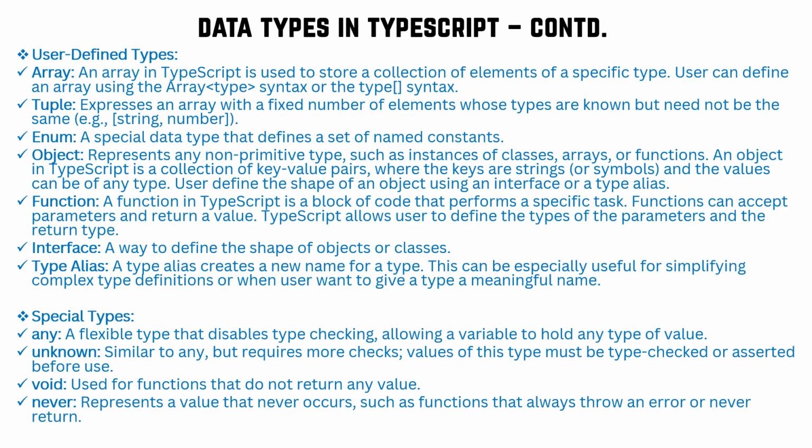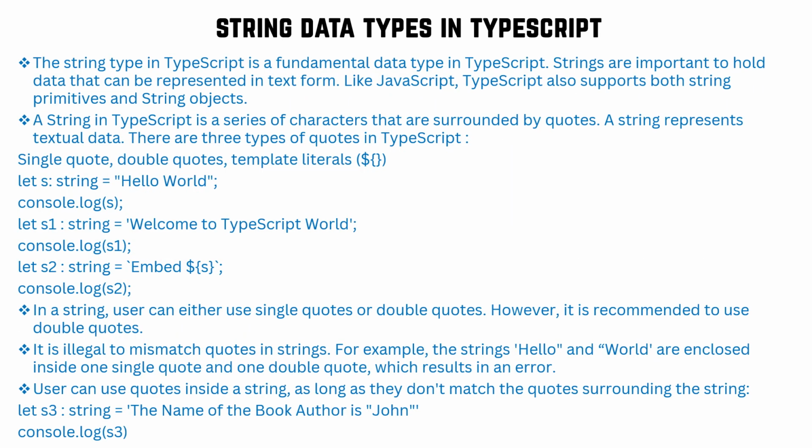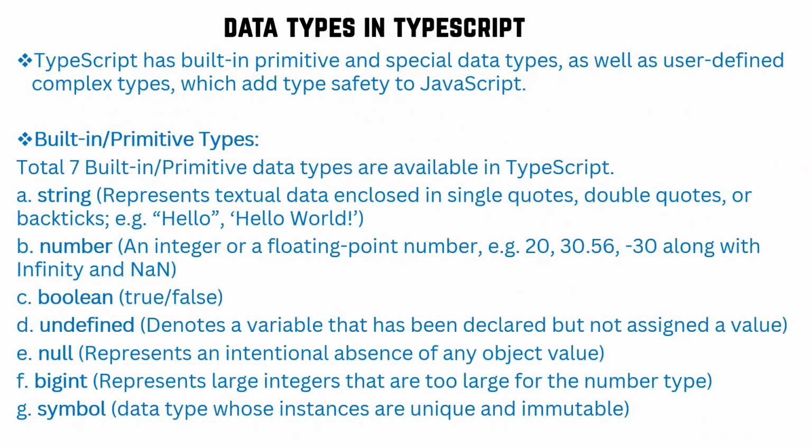The last one is called type alias. A type alias creates a new name for a type. This can be especially useful for simplifying complex type definitions or when the user wants to give a type a meaningful name. Those parts will be discussed later so that you can get more clarity. Now let's understand the 7 primitive data types. What are they? String, number, boolean, undefined, null, bigint, and symbol. So let's go one by one.